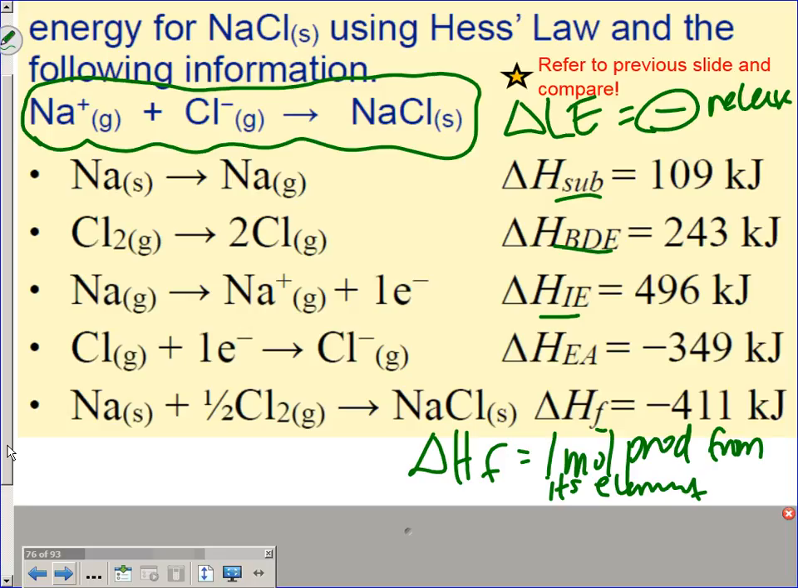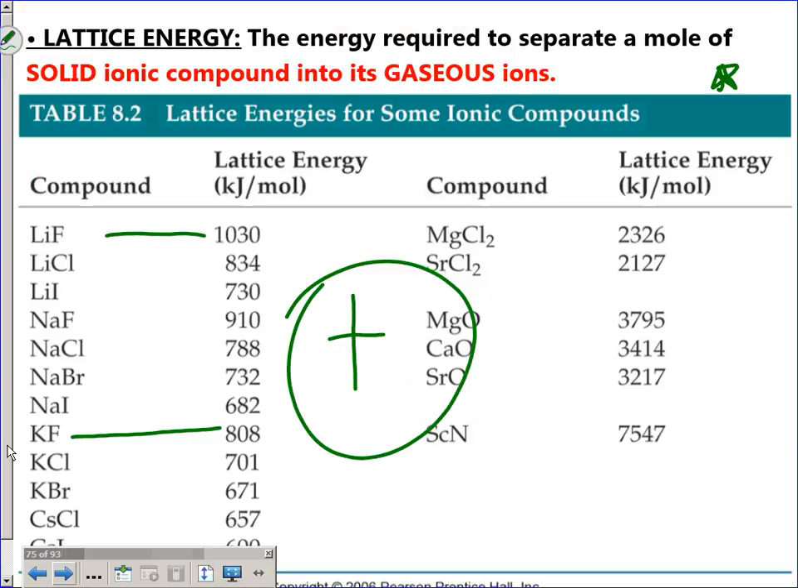What'd you guys get? Negative 788.5 kilojoules, right? All right, that should be the delta H lattice energy, or just the lattice energy. That's the energy given off when what comes together? Two gaseous ions come together to make 1 mole of the solid ionic product. So negative 788 should reflect what we had here.